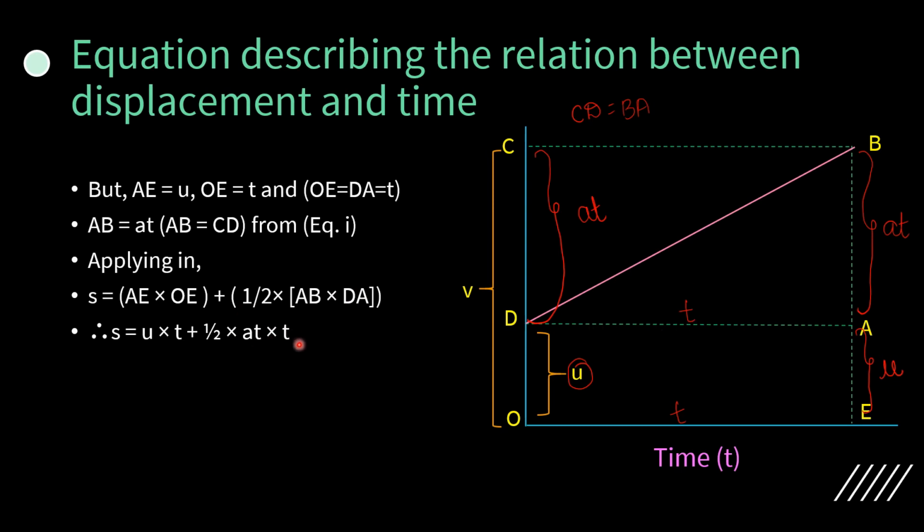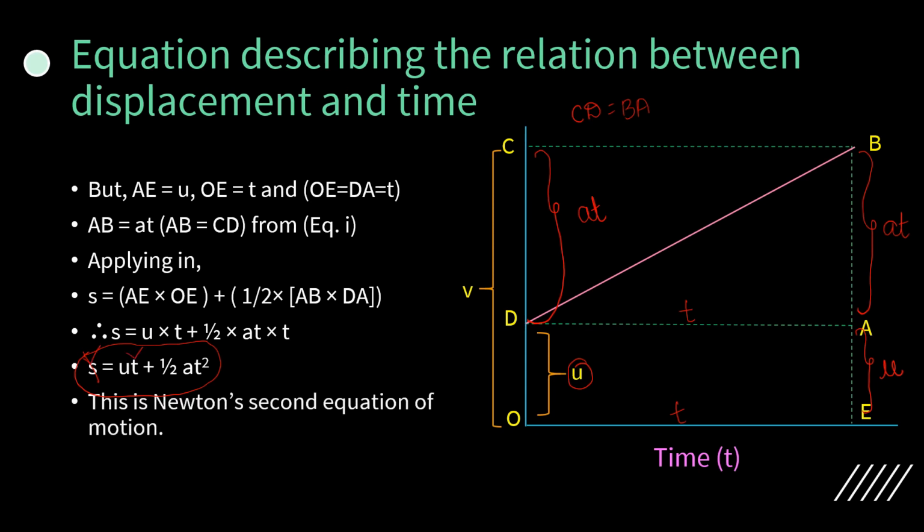So substituting these values, we arrive at an equation called S is equal to UT plus half AT square. So this is the equation that gives the relationship between the displacement and time. So this is Newton's second equation of motion.